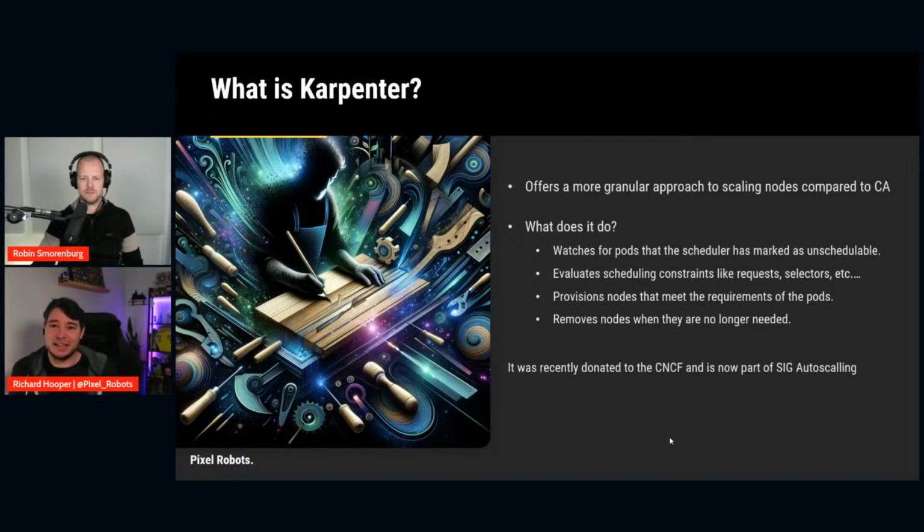What this one does is it basically watches the pods, and then if the Kubernetes scheduler has marked it as unschedulable, so not pending this time, unschedulable, then it will spin up a node for you. It evaluates all the constraints just like the cluster autoscaler did, like your requests, your selectors, and stuff like that. It provisions the node that meets your requirements of the pod.